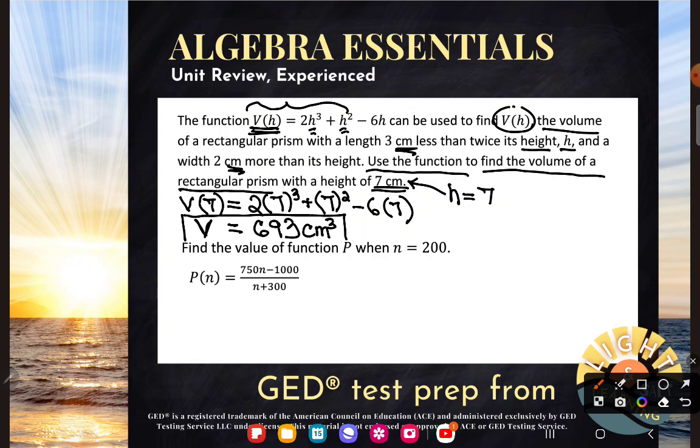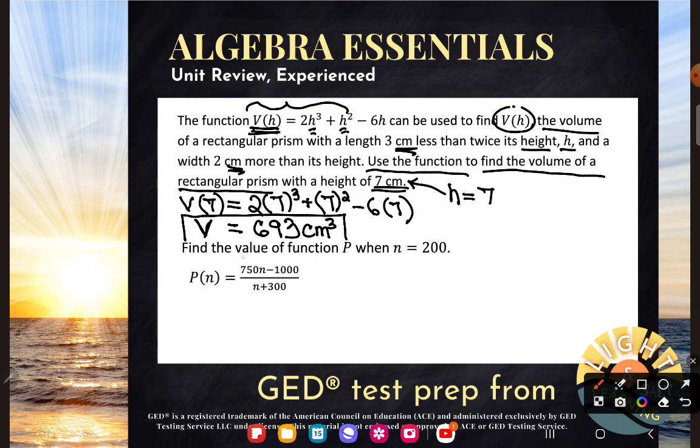Find the value of function p when n equals 200. And again, we see that weird function notation, as we call it, where we see p of n. But this is just a formal way to say the function p has an n in it. They will also say function p in terms of n. But that's all it means, okay? And we can see that the function p does have n's in it.